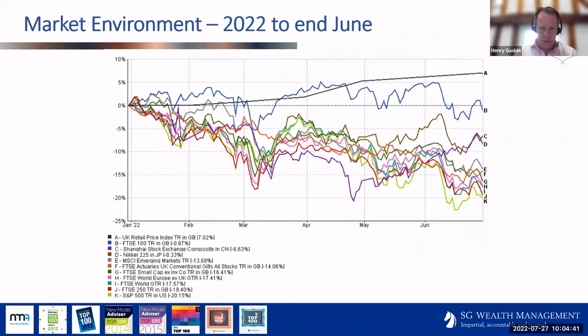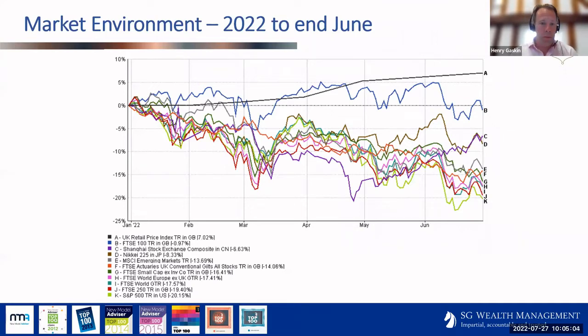One other line I just wanted to pick out. I appreciate it's quite a busy chart and quite tricky to pick out the lines, but the orange line on this chart is the UK government bond index, the all stocks, and we've also seen double-digit declines from government bonds and indeed broader-based fixed interest markets.